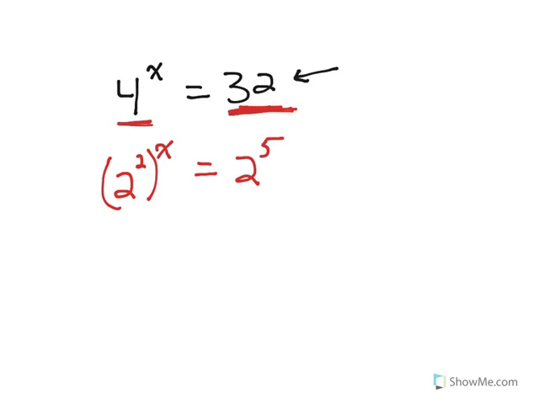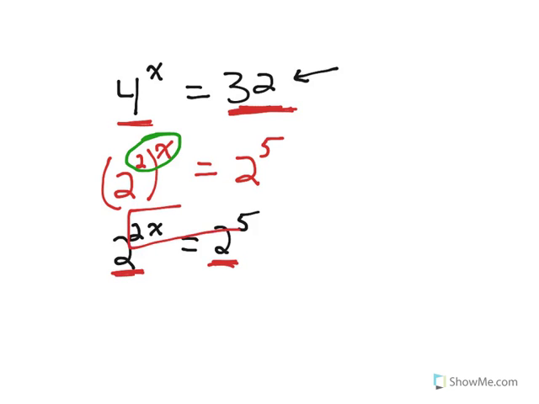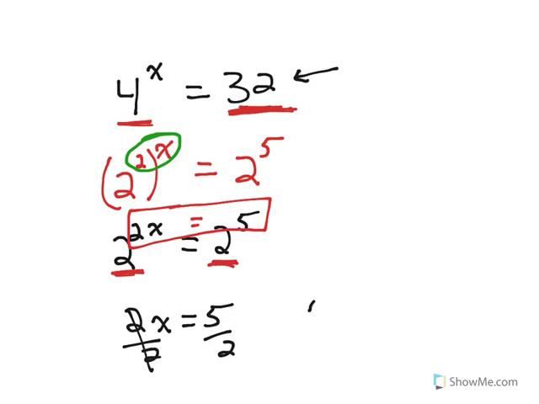So now the rules of exponents say that if you have a power raised to a power, you multiply them. So that gives us 2 to the power of 2x equals 2 to the power of 5. Again, since our bases are now the same, our exponents must be equal. So we take 2x equals 5 and solve for x by dividing both sides of the equal sign by 2. And we get x equals 5 halves.